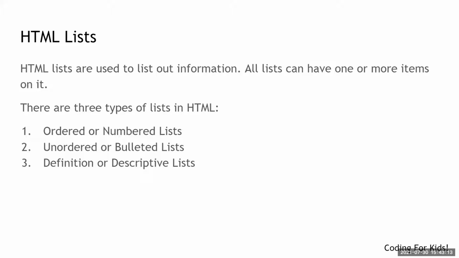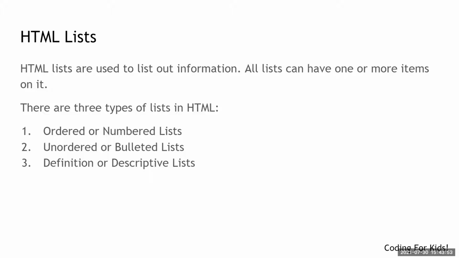So first, let's look at what HTML lists are. HTML lists are used to list out information. All lists have one or more items on them. You can think of an HTML list like, for example, if your parents go grocery shopping, which of course they do, they usually make a grocery list, and that'll tell them what to buy. For example, your mom or dad might have a grocery list saying they need to buy milk and bread and eggs and fruits and vegetables. So that's like the basic things in a grocery list. Instead of writing down that list, we are going to be coding that list.